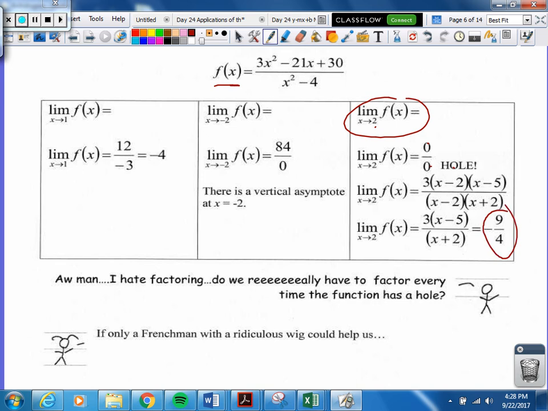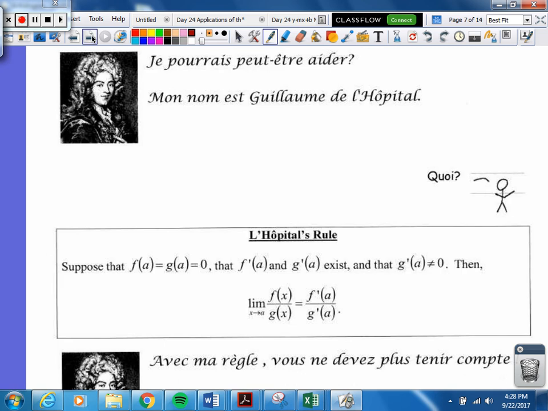And then, you know what? We got a little tired of factoring. I hate factoring. Do we really have to factor every time there's a hole, a 0 over 0 indeterminate answer? I don't know. Well, if there was only a man who speaks French in a funny wig who's here to help us. And yeah, there he is, Mr.